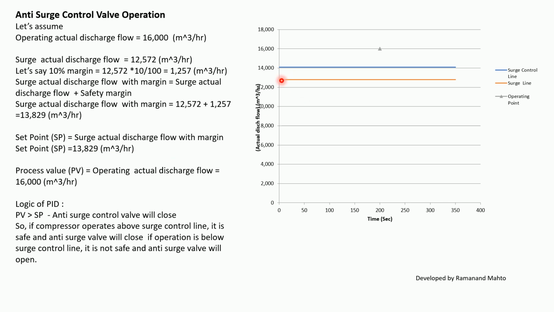So you can see this is the surge line, this is the control line, and this is the set point. PV is 16,000, which is above this. So PID logic: if PV is greater than SP, so 16,000 is greater than 13,829, the anti-surge control valve will close because it is the safe zone. So if the compressor operates above the surge control line, it is safe and the anti-surge control valve will be closed. However, if operation is below the surge control line, it is not safe, and the anti-surge control valve will open.